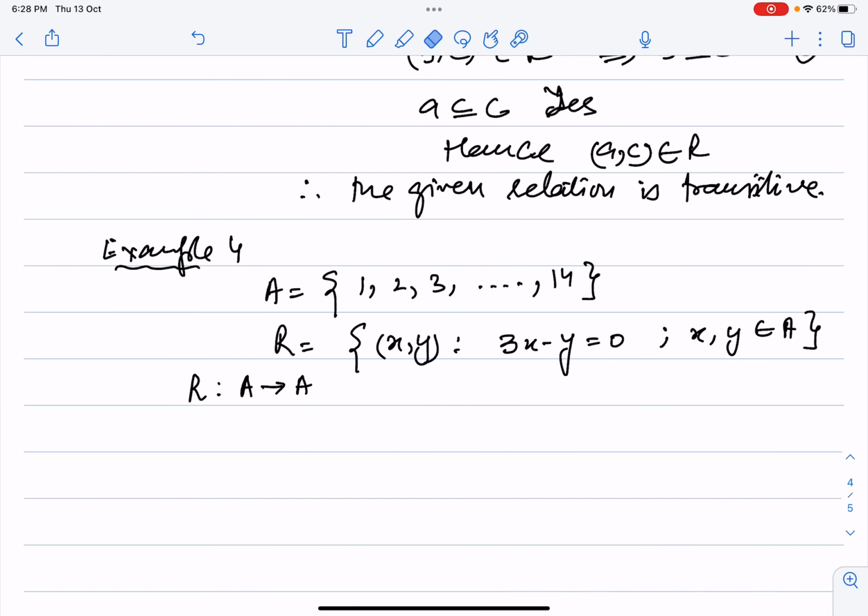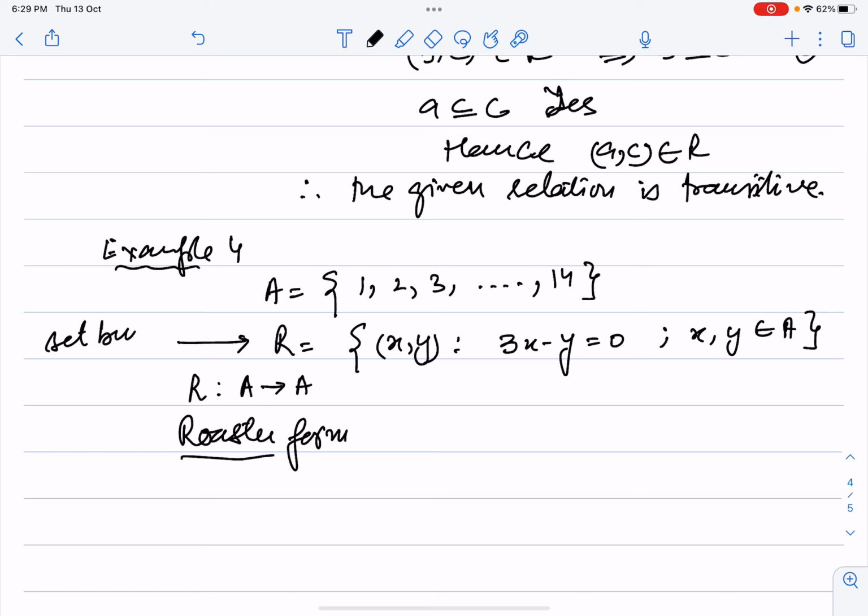So what we have to do is write the relation in roster form. Roster form means all the ordered pairs. This is written as set builder form. I hope this is known to you because we have read it in the chapter of sets in 11th class, so I am not going to repeat that. Now what is roster form? It is writing in the ordered pair.